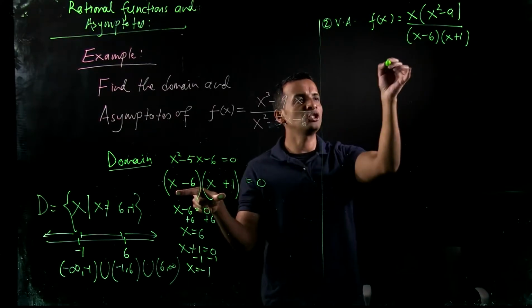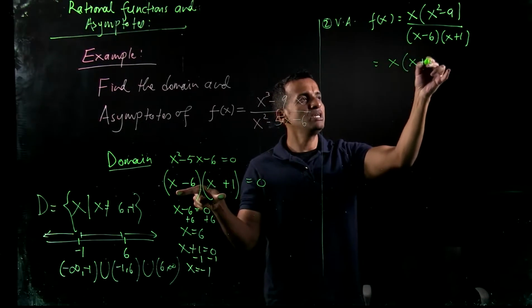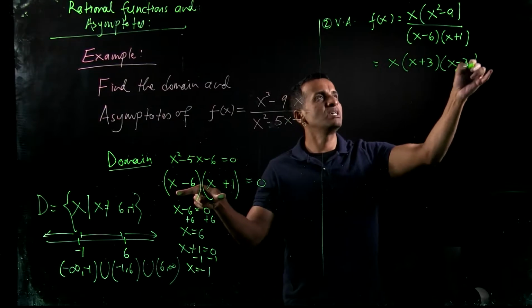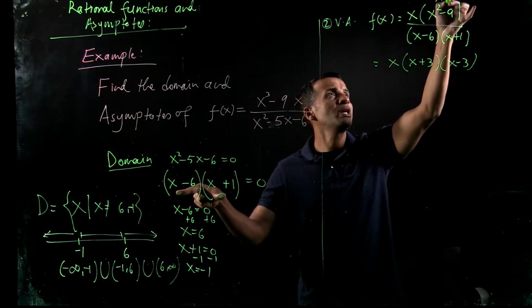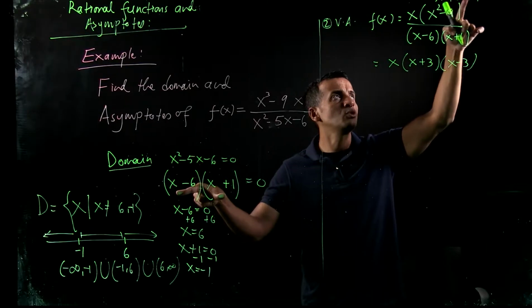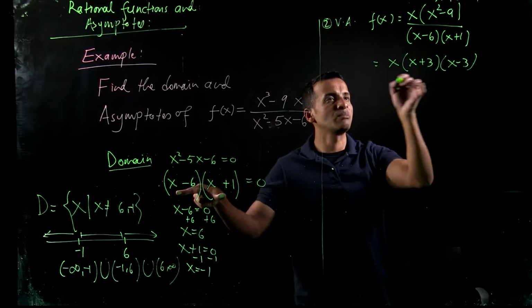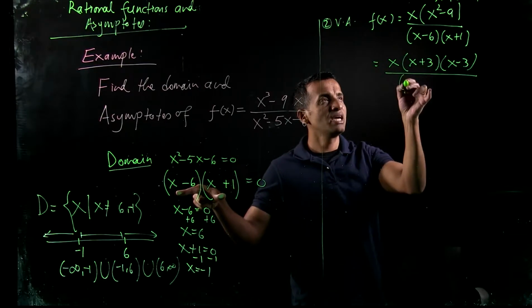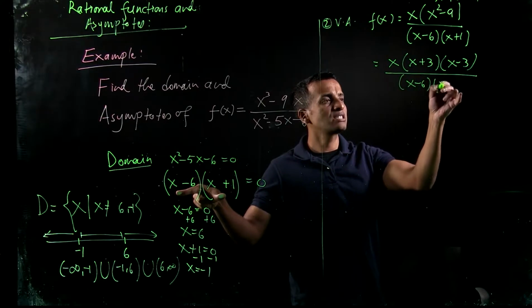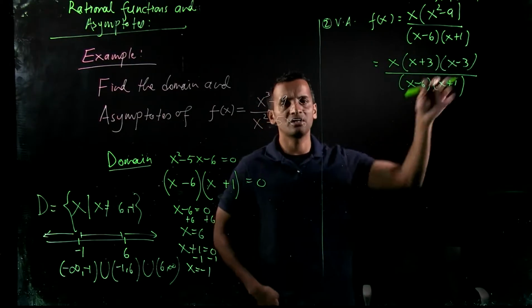Can you further factorize the numerator? Yes. So it will be x plus 3, x minus 3, because it is like x squared plus 0x minus 9. We need two numbers whose product is negative 9 and sum is 0. Those are plus 3 and minus 3. And the bottom is x minus 6, x plus 1. Is there anything common? No, right? So this is the lowest term.